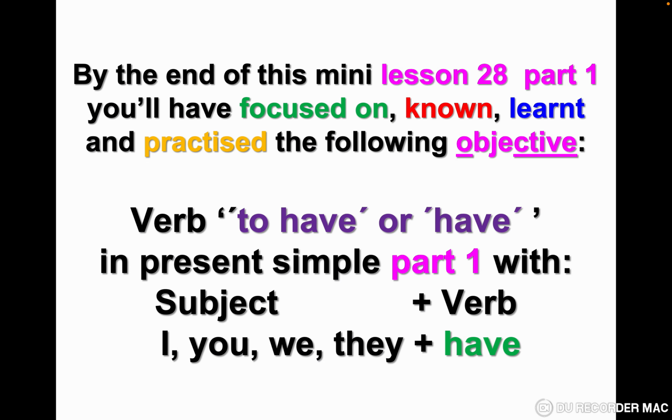By the end of this mini lesson 28 part 1, you will have focused on, learned and practiced the following objective. For the first time, we are going to start dealing with verbs. The first verb we are going to deal with is the verb to have, or have in the infinitive, in present simple part 1. With this rule, the sentence that we are going to deal with is subject, which means I, you, we, they, or a person, plus verb. In this lesson, we are going to deal only with one verb, which is the verb have or to have. Let's see.